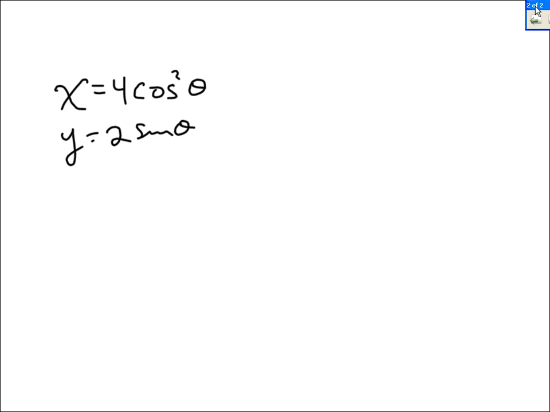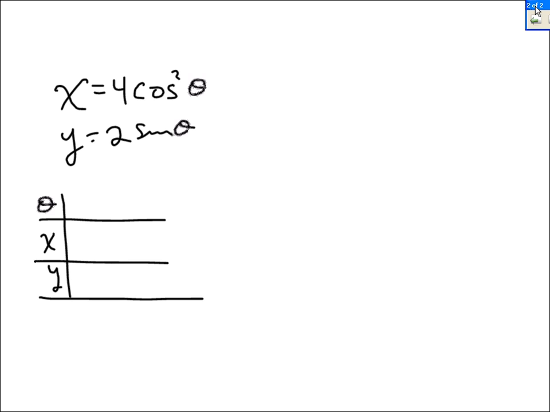Let's try one more like this. Suppose I tell you x is equal to 4 cosine squared theta, and y is equal to 2 sine theta. And you're being asked to fill in this table. Given some thetas, which will be on the top, find the x and y values.